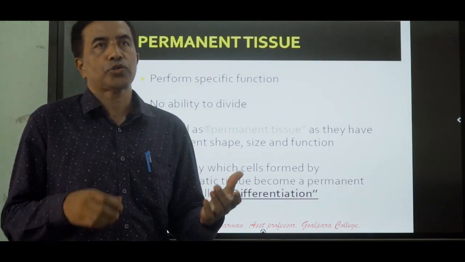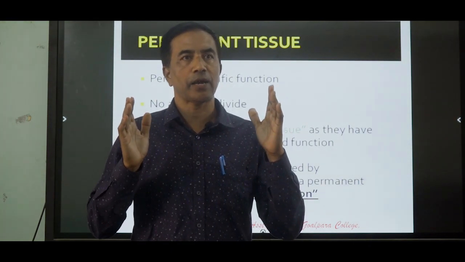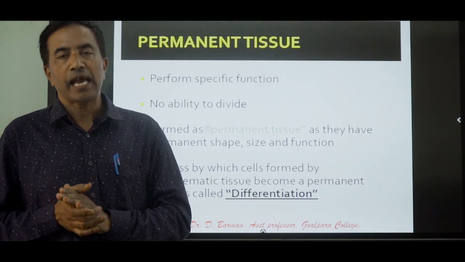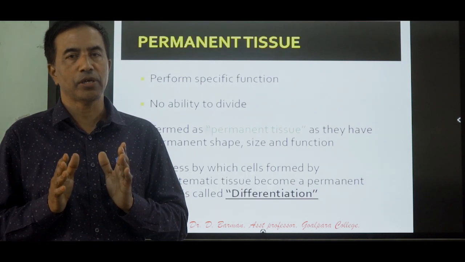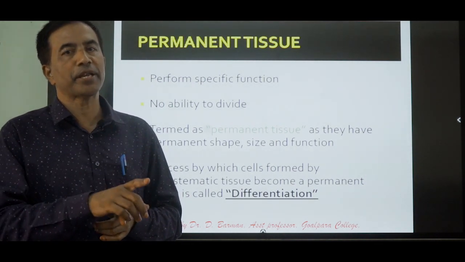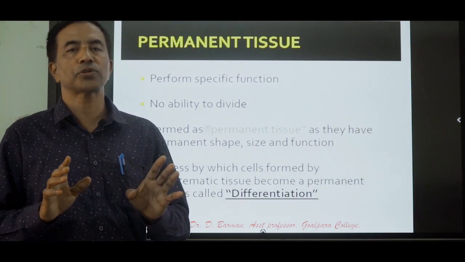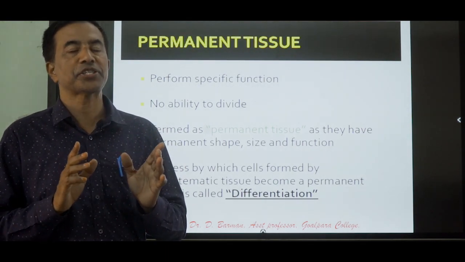Next, we will discuss the permanent tissue. Permanent tissue means they lost the power of cell division. They cannot divide, and they have definite shape and size. Meristem tissue has the ability of cell division; permanent tissue has lost the power of cell division. Meristem tissue has no definite size, but permanent tissue has definite shape and size.